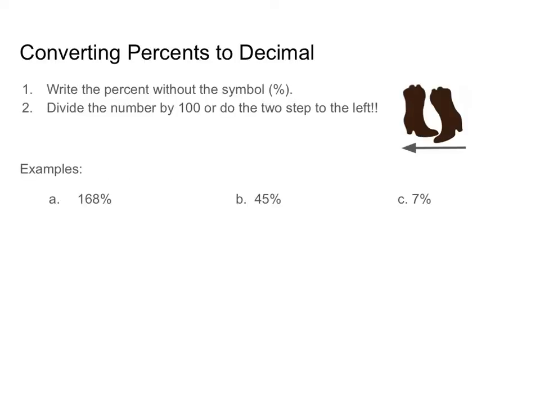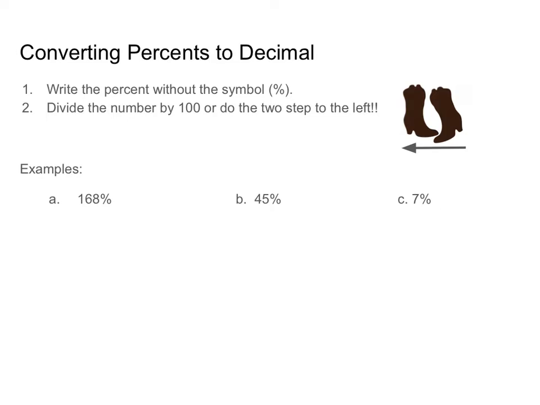percents. So here's the first one where we're converting percents to decimals. You will be given a percent and they would ask you to convert it into a decimal. So the first step is to write the percent without the symbol. Then divide the number by 100, but dividing by 100 is doing the two-step to the left. So let me give you an example.